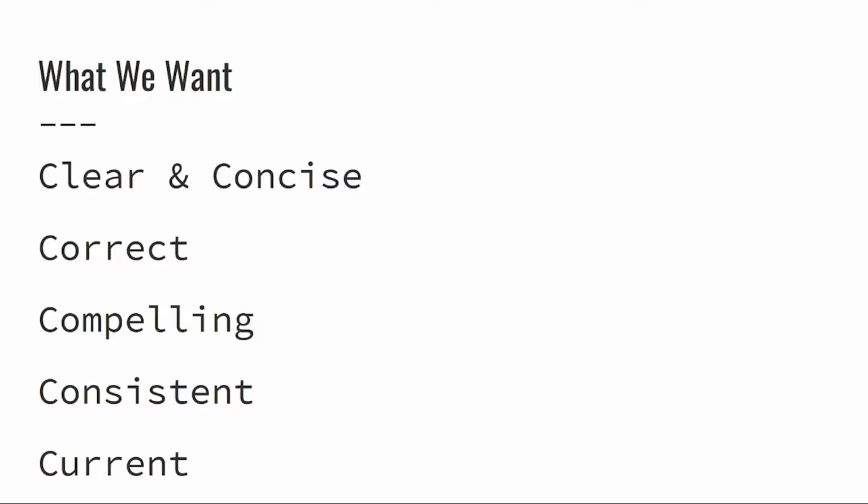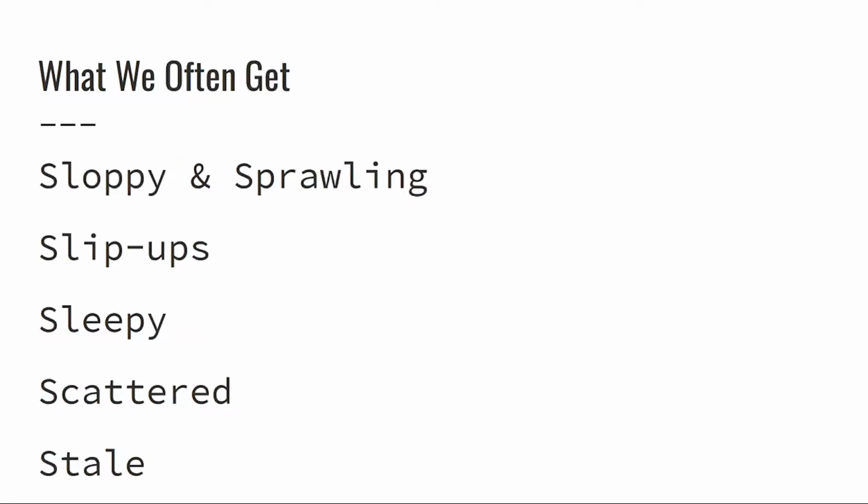So when we think about web content, what we want is we want it to be clear and concise. We want it to be correct. We want it to be compelling. We want it to be consistent. And of course, we want it to be current. But sometimes what we get is not that. It's sloppy and it's sprawling. There's slip-ups. It's sleepy. It's boring. It's scattered and it's stale. So how do we fix that?